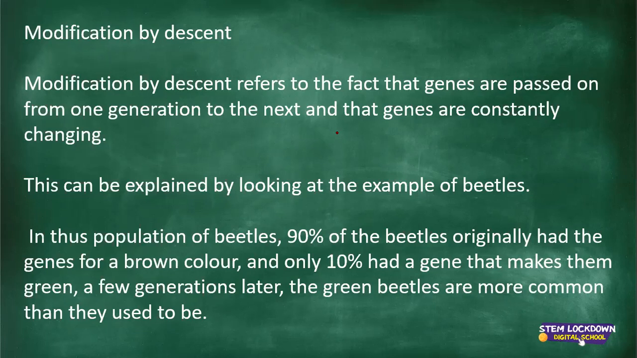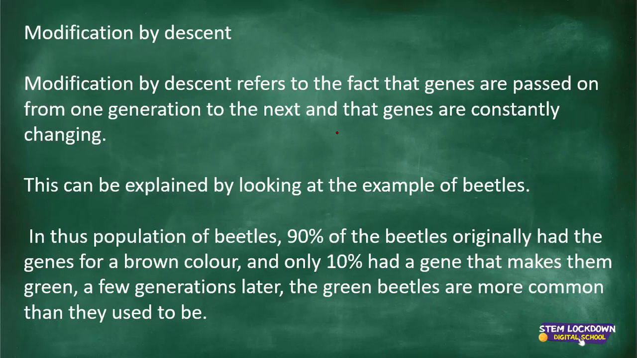These genes, as they are passed on from generation to generation, are constantly changing. That is why you are not a photocopy image of your parents. So it's changing somehow, maybe just little by little. But as you go deeper in the generations, it changes constantly. This can be explained by looking at the example of beetles.